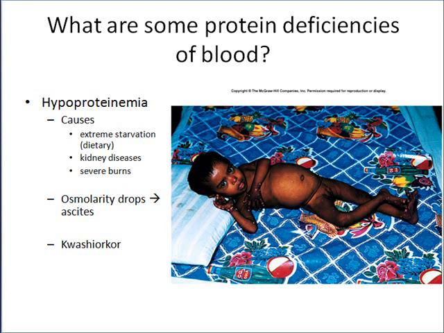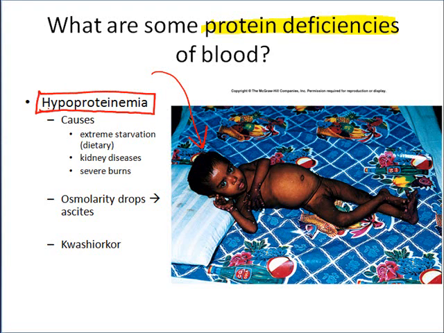So let's say, for example, we have a protein deficiency. For example, in Africa, it's very common in areas of starvation for young kids to have a condition like this child does here, where they have this very swollen, distended abdomen region, and then they have very spindly arms and legs. And this is an outcome of having a very protein-poor diet. And when we have a very protein-poor diet, we develop a condition called hypoproteinemia. That means very low protein in the blood.